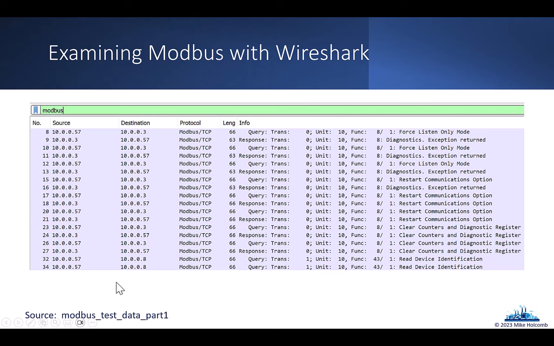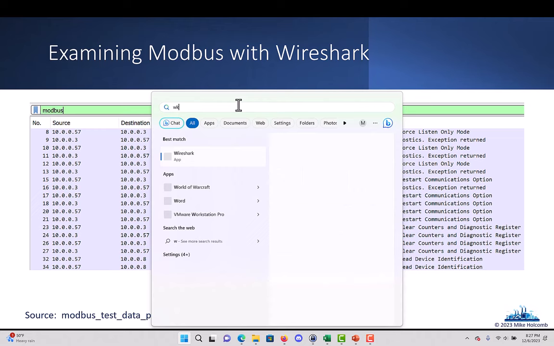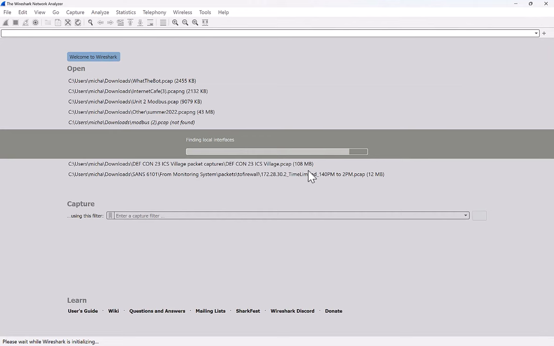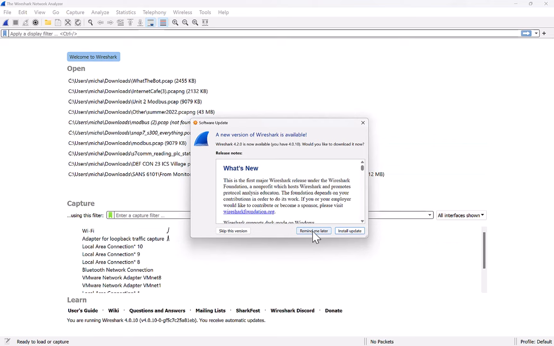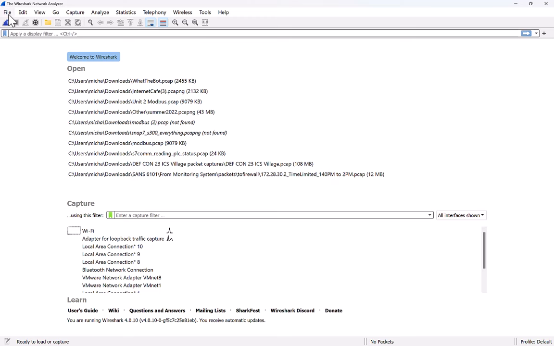And here's the name of the packet. If you're looking in that ITI repository, you can get the Modbus test data underscore part one. So let's go ahead and open that up now. Let me find our friend Wireshark. And we'll install the update later, like a good cybersecurity professional. And then let's find, I think this is the packet capture right here. I hope. Let's open it up.